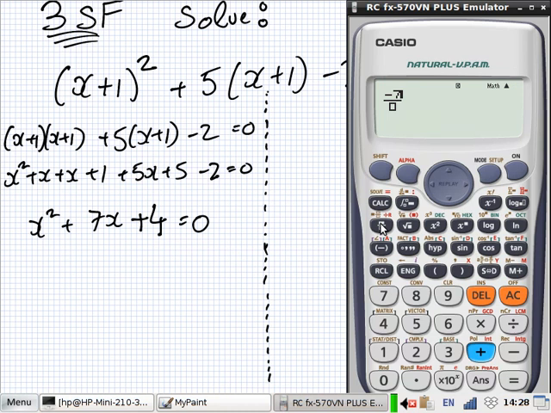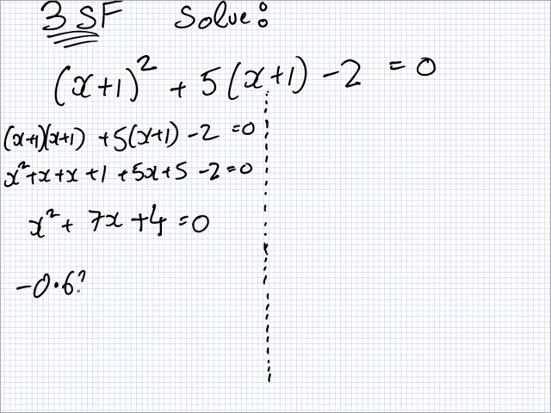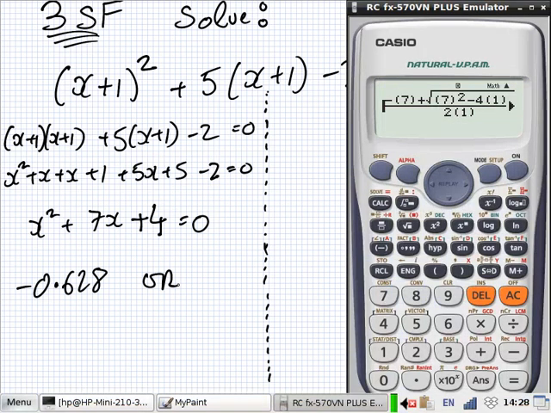Minus b plus or minus square root of b squared, which is 49, minus 4ac, all over 2a. Right. So, what did I say? Three significant figures. Minus 0.628, or, let's see, yeah, what is it now? Minus 6.37.